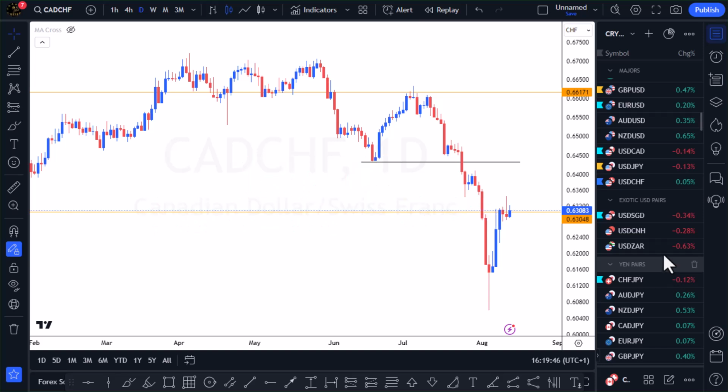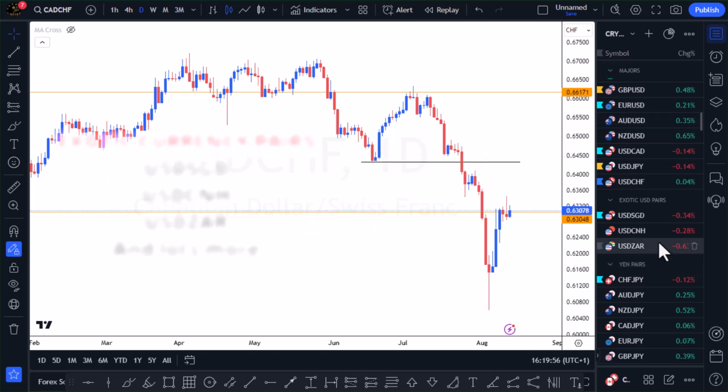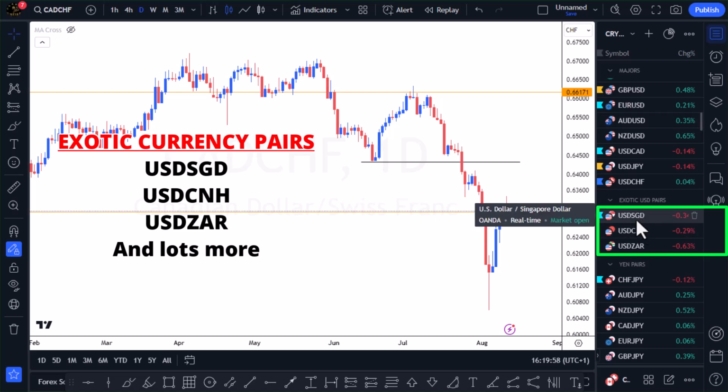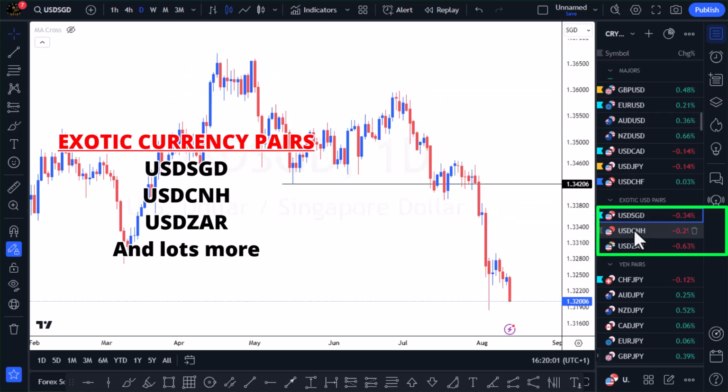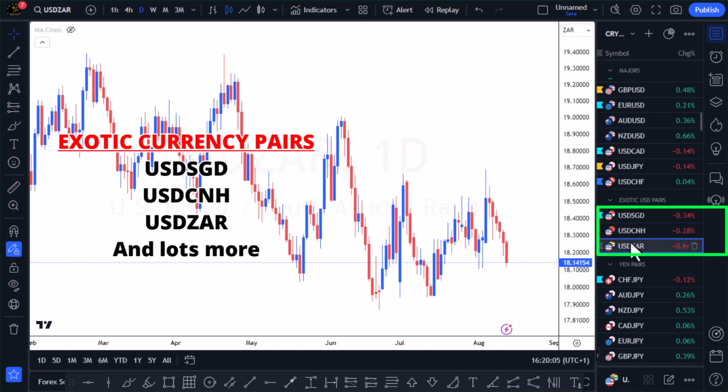The exotic currency pairs this time around are currencies of underdeveloped countries or developed countries paired against one another. This time around, they can include USD, right? So we have the USD paired against the Singaporean dollar. This is the chart right here. We have the USD paired against the Chinese yuan. We have the USD paired against the South African rand.